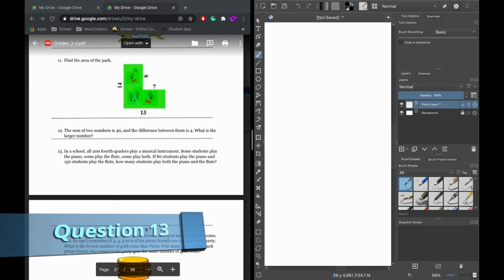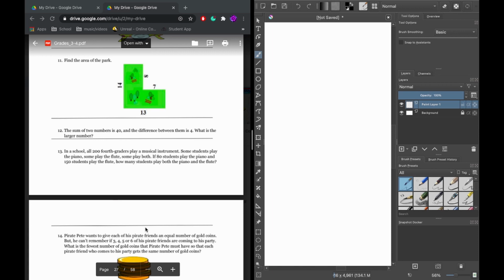So in the school, all 200 fourth graders play a musical instrument. Some students play the piano, some play the flute, and some play both. If 80 students play the piano and 150 students play the flute, how many students play both piano and the flute?